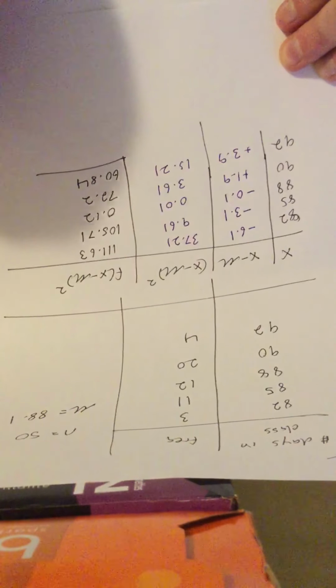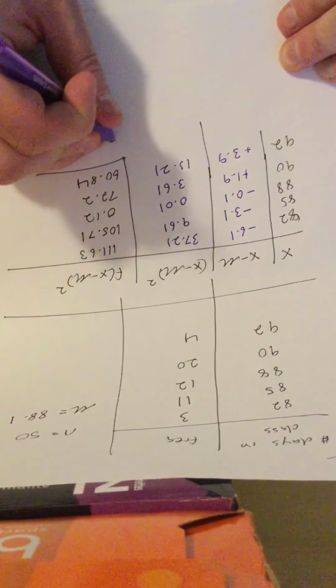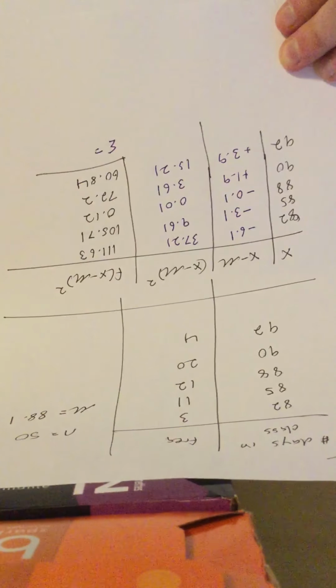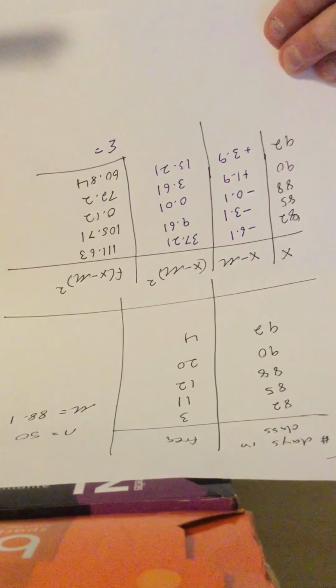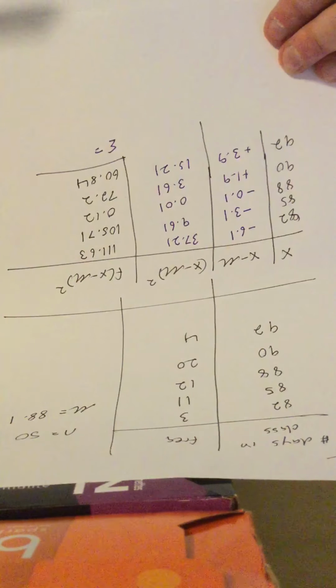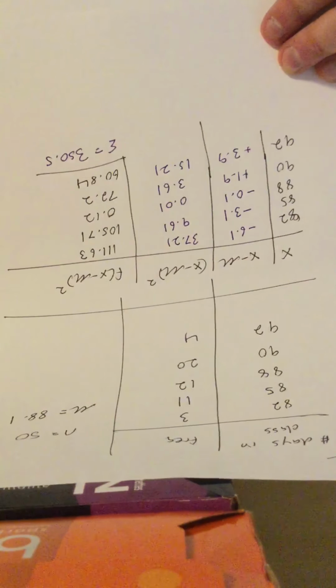So then what we do is we add these all up. So we're going to get 111.63 plus 105.71 plus 0.12. So I got 350.5.